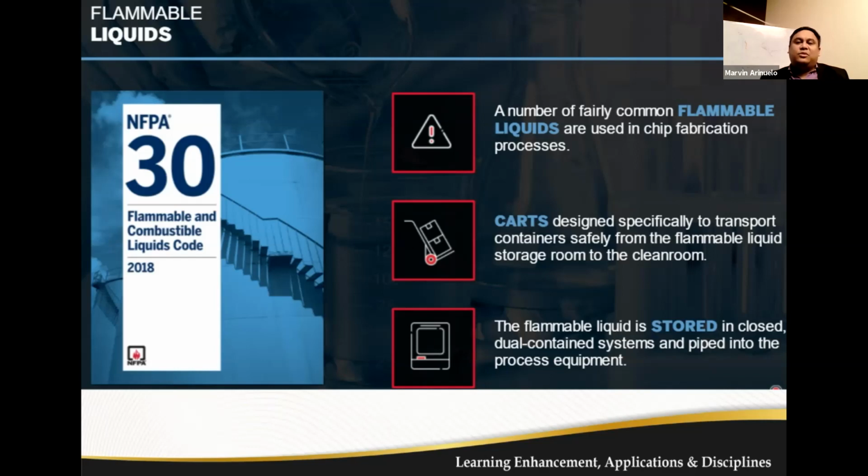These carts hold the container firmly upright and can even contain the contents in the event of leakage. Bulk dispensing is also common throughout industry. The flammable liquid is stored in a closed dual-contained system piped into the process equipment. Appropriate safeguards must be taken to ensure stability of the pipe system.